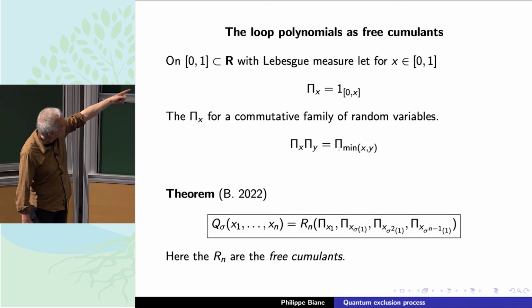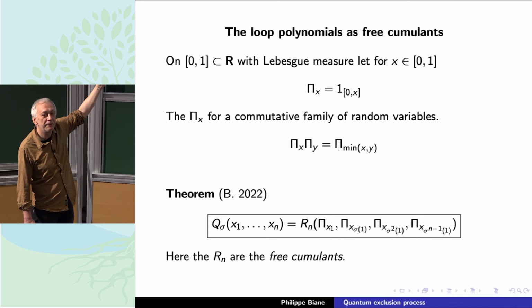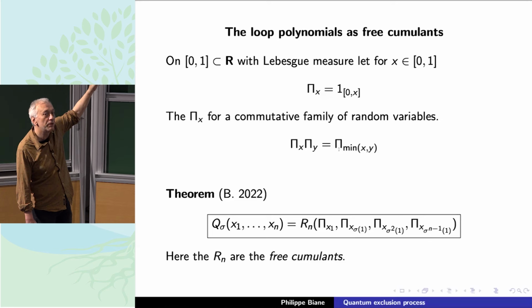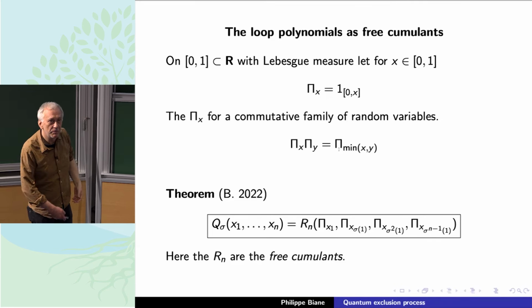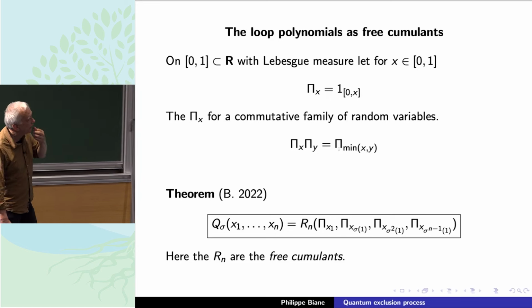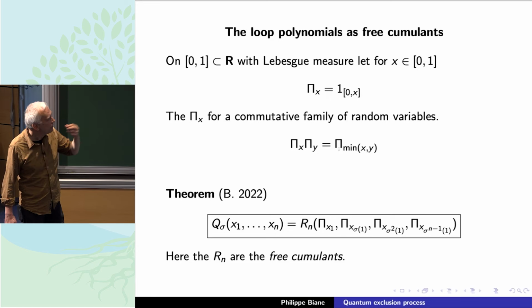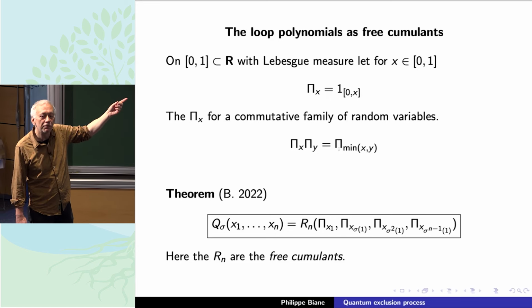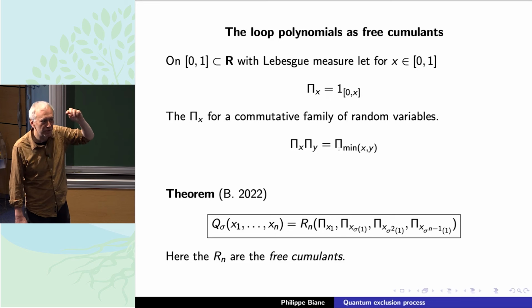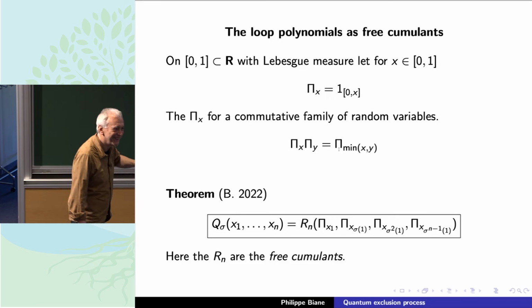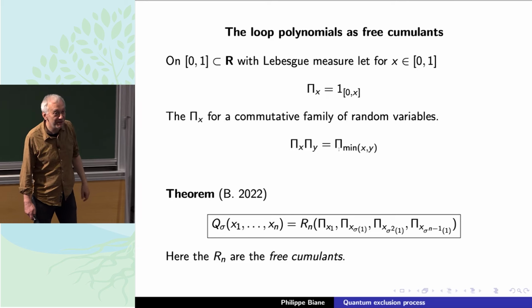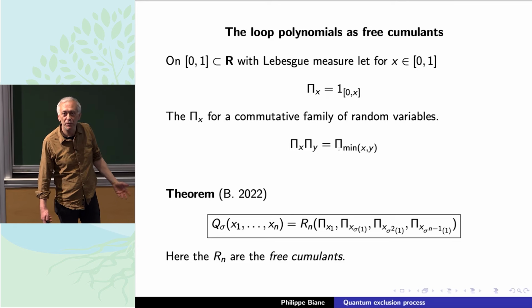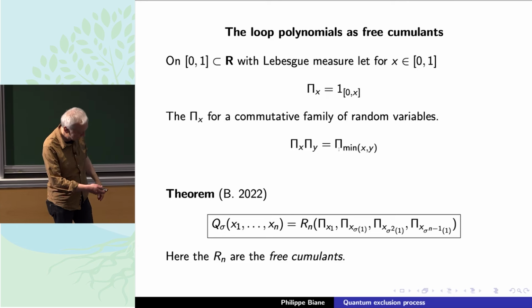I found this formula, but before that I had a purely combinatorial formula for Q sigma, an expression in terms of some trees, some Schroeder trees. And it took me some time to realize that these actually were free cumulants. I've been working with free cumulants for the last 30 years, but still it took me some time to recognize that the Q sigma are really free cumulants, and I was very surprised to realize that.